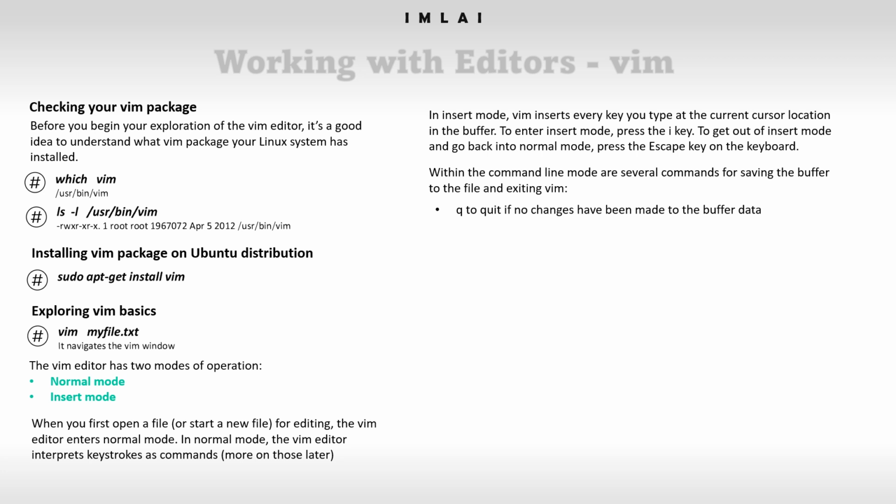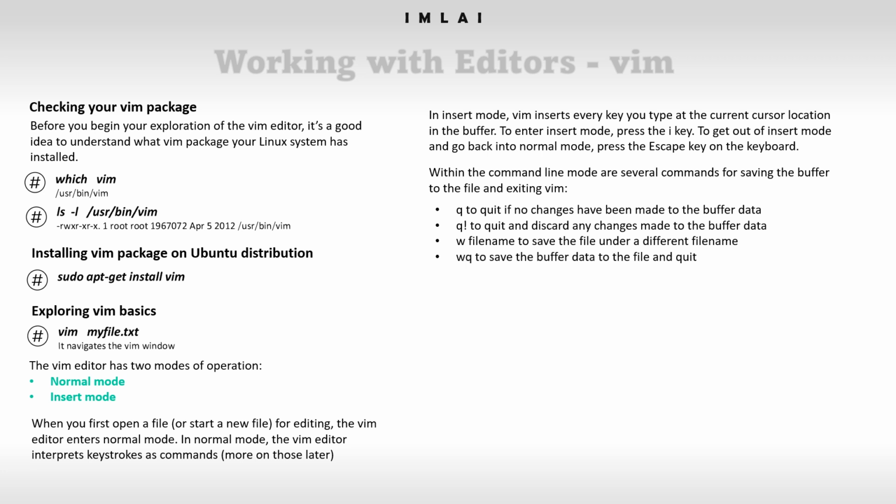So Q to quit if no changes have been made to the buffer data, and Q exclamation mark to quit and discard any changes made to the buffer data, and W file name to save the file under a different file name, and WQ is to save buffer data to the file and quit. Press escape to switch over to the normal mode, and press Shift plus Z two times to take us back to the terminal interface.